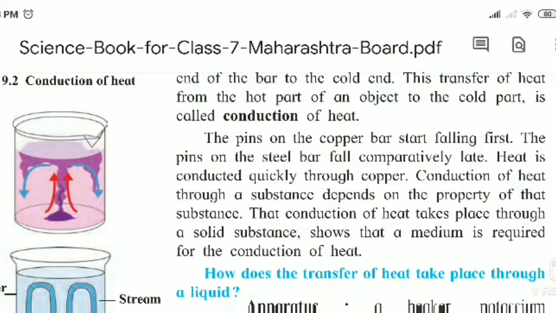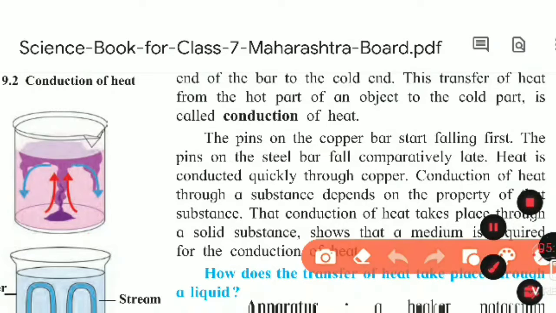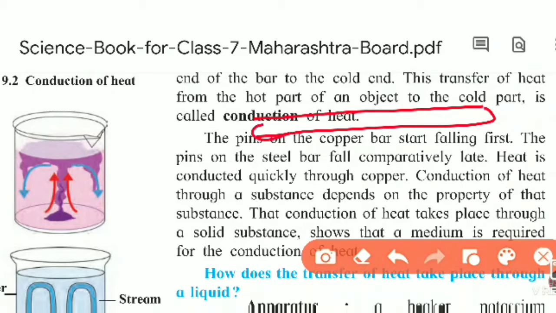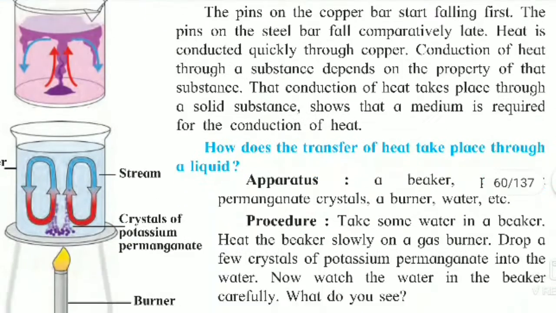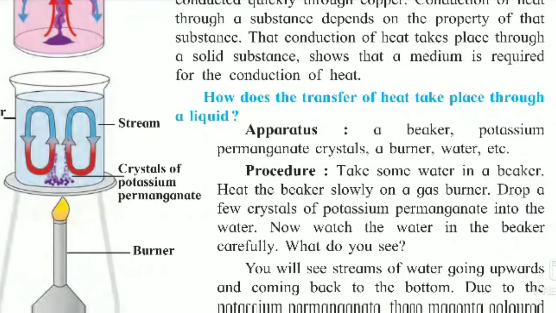Conduction of heat through a substance depends upon the property of that substance. The conduction takes place through solid substances, which shows that a medium is required for the conduction of heat. So if heat is transferred inside solid substances, it is called conduction of heat. And for the conduction of heat, a medium is necessary. Okay, understood all of you?